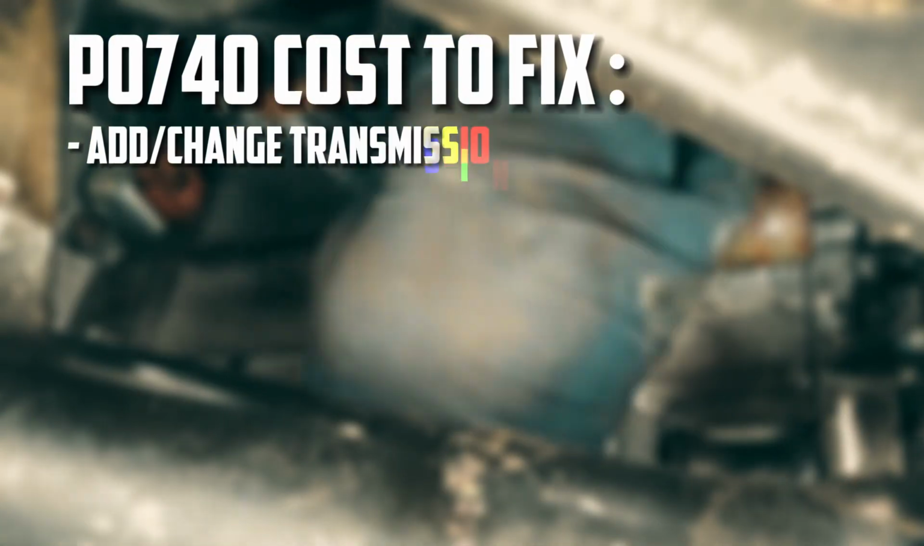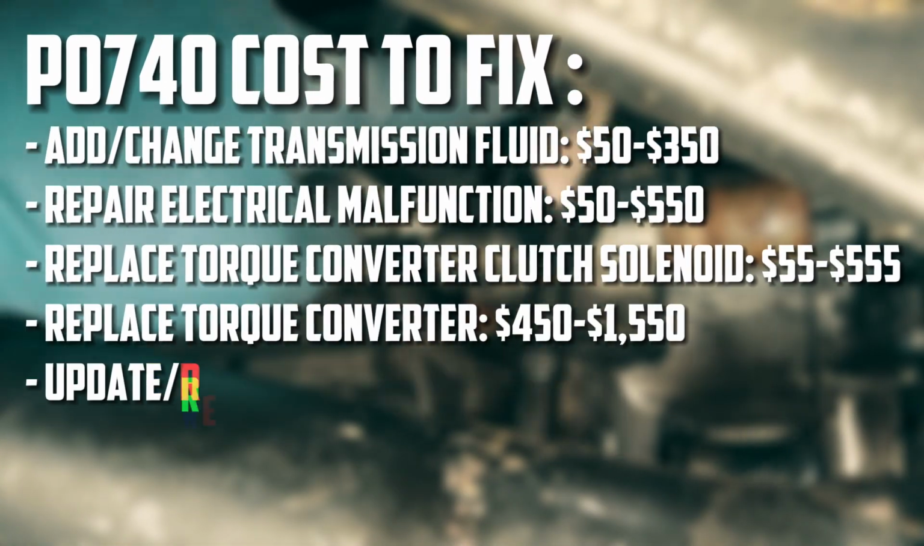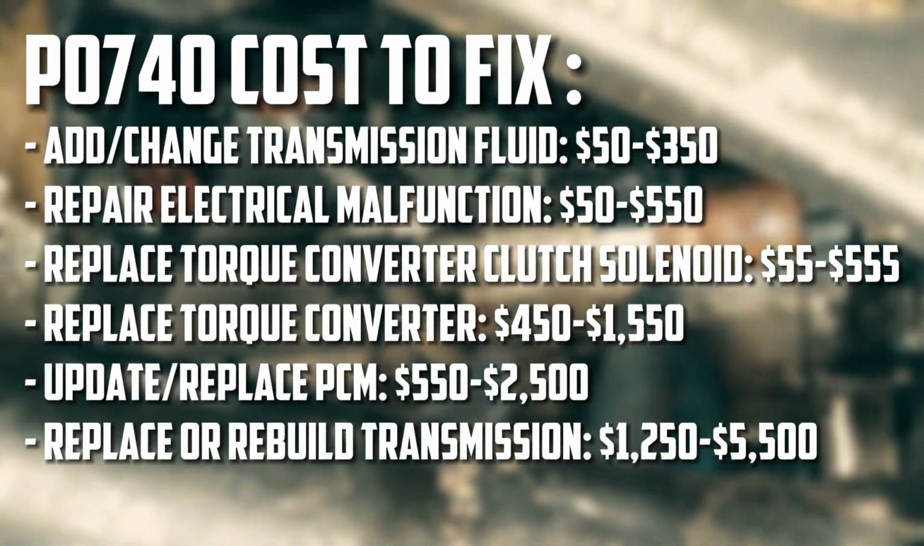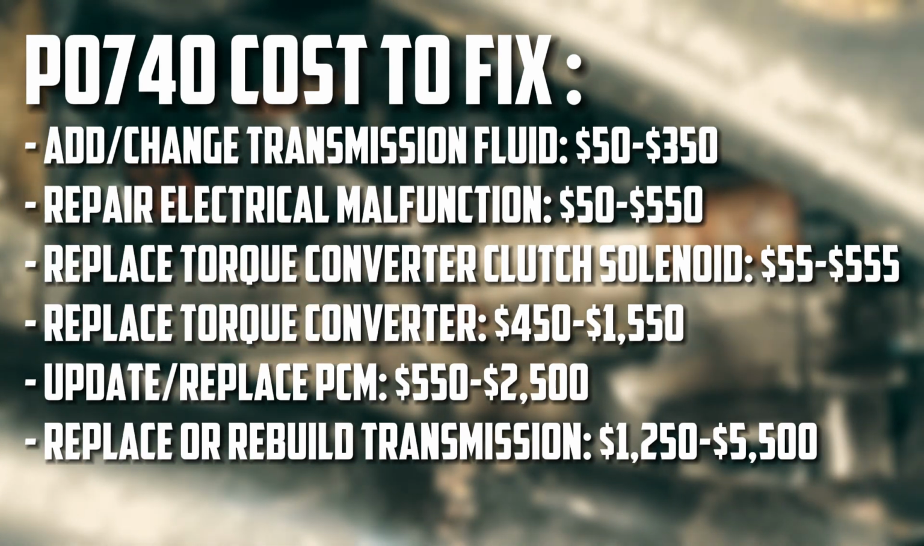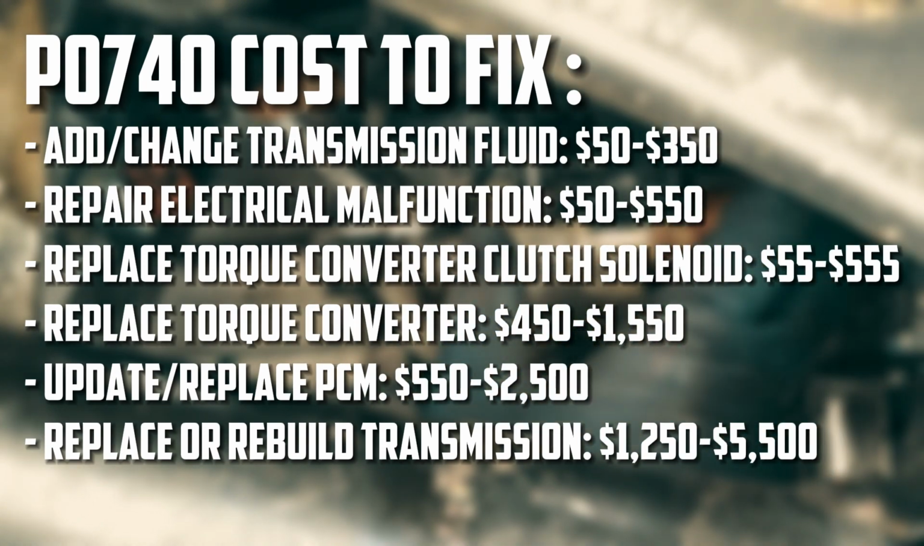Add or change transmission fluid, $50 to $350. Repair electrical malfunction, $50 to $550. Replace torque converter clutch solenoid, $55 to $550. Replace torque converter, $450 to $1,500. Update or replace PCM, $550 to $2,500. Replace or rebuild transmission, $1,200 to $5,500.